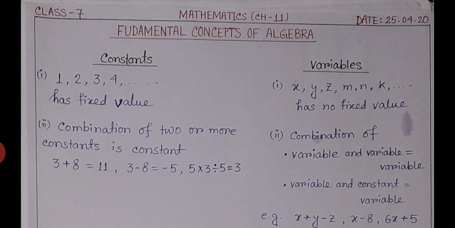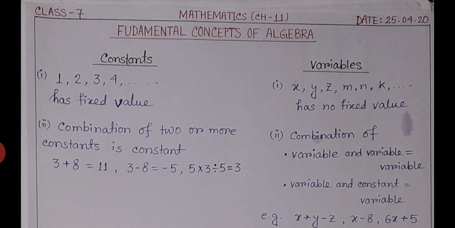First, the constant and the variables. What are constants? Like 1, 2, 3, 4, 5, 6 and so on, the numbers which have fixed value are called the constant. And what about variables? Like x, y, z, m, n, k, p. These have no fixed value. So these are called variables.